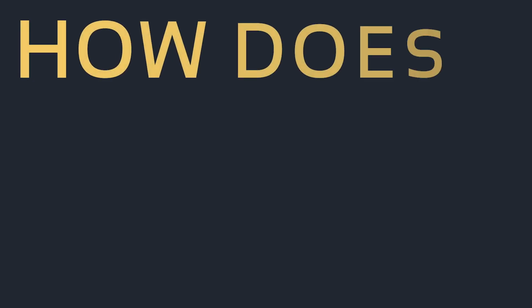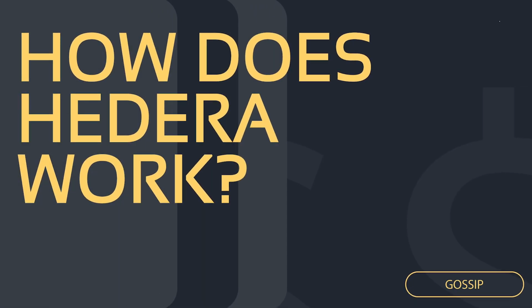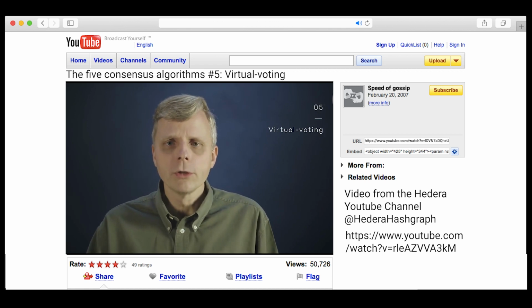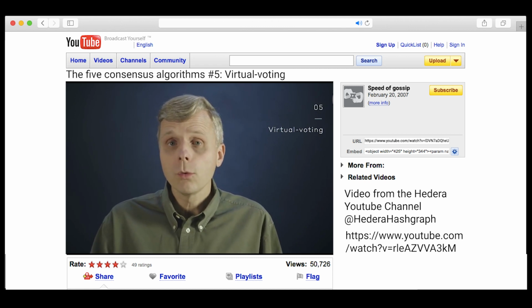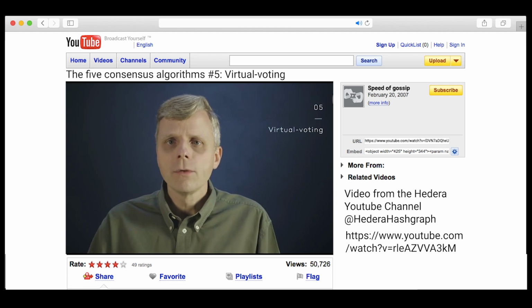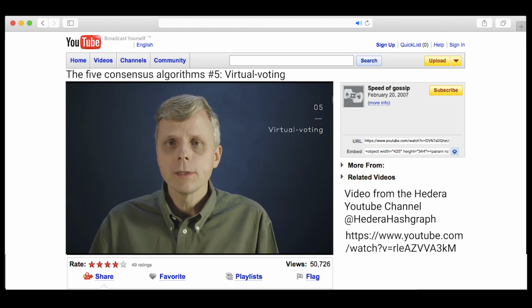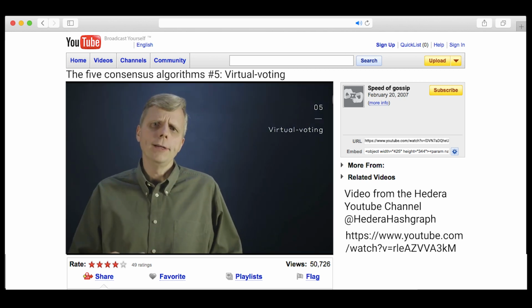So how does the Hedera Hashgraph work? Here is a general overview of how it works. So the Hashgraph is virtual voting, which is different from the other 4 technologies. So the 5 technologies were proof of work and leader-based and economy-based and voting-based. The 5th one is virtual voting-based. So here's what virtual voting is.